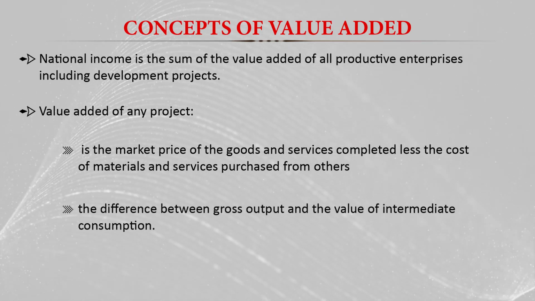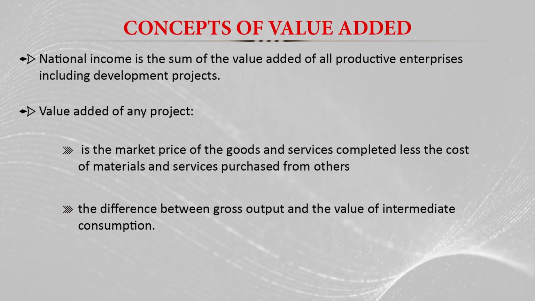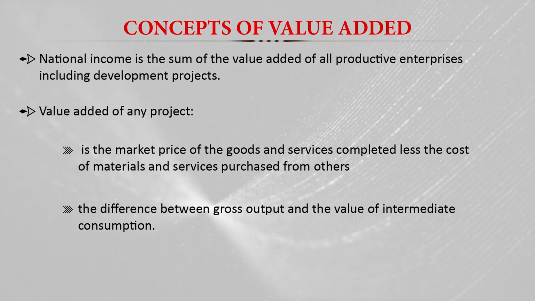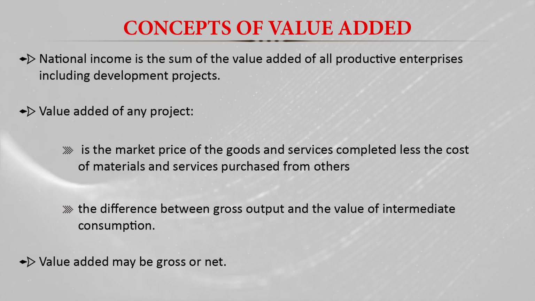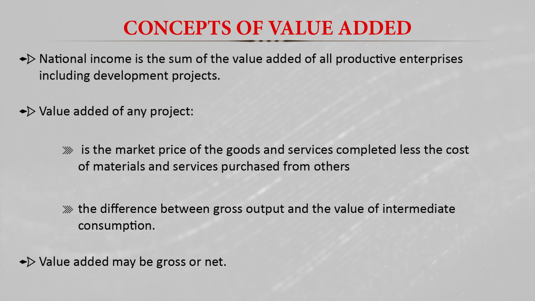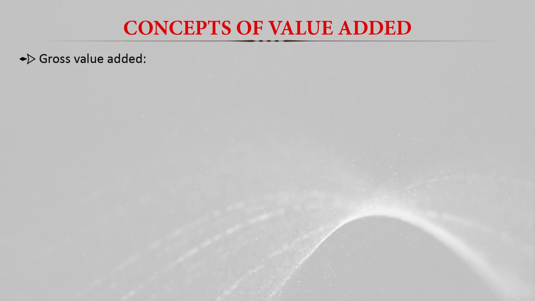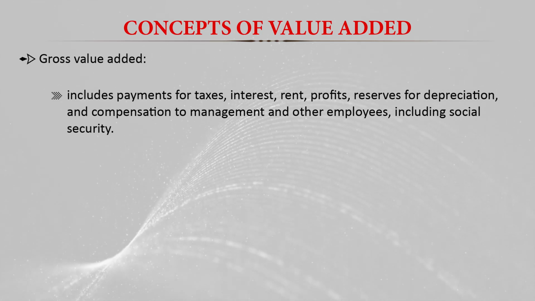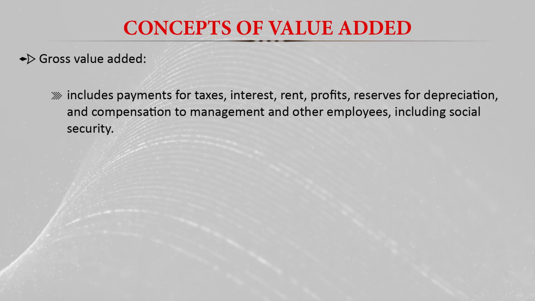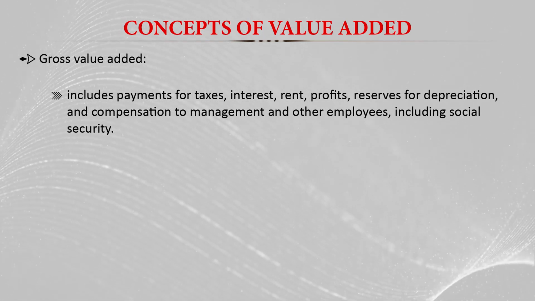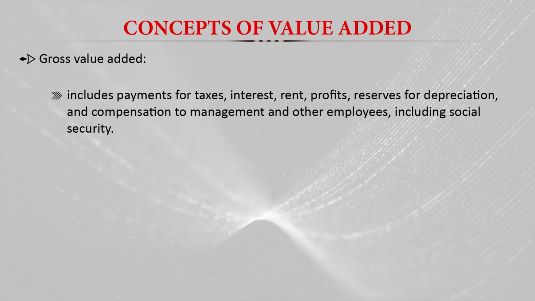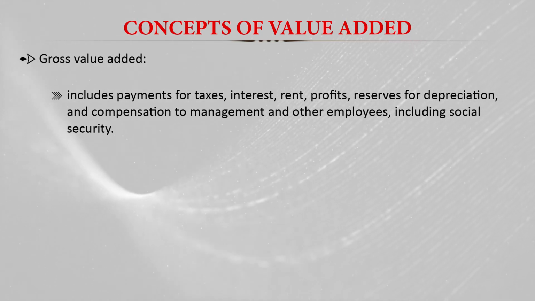So it is basically the difference between the gross output and the value of the intermediate consumption which is used for the production activities. Value added may be gross or net; both concepts are there. Gross value added includes payment for taxes, income, interest, rent, profit, reserves for depreciation, and compensation to management and other employees, including social security. All such payments are also included in the gross value added.